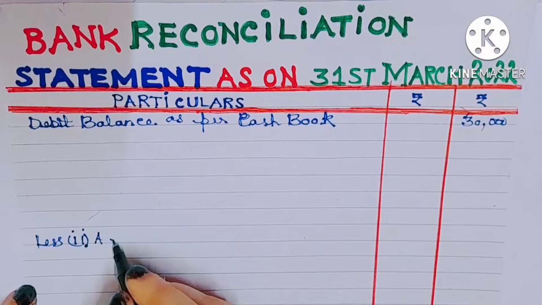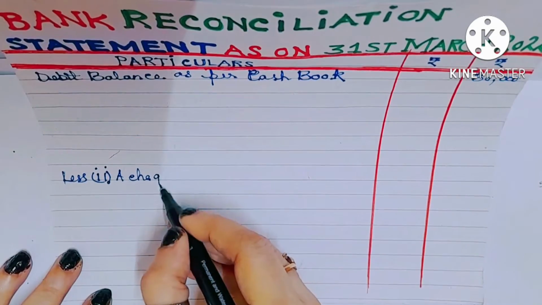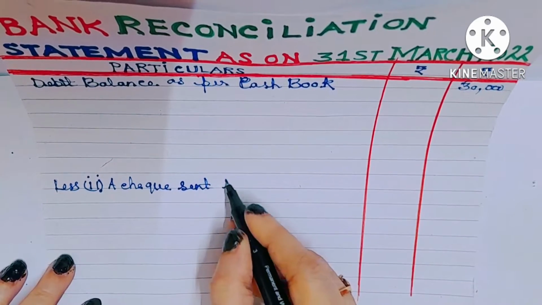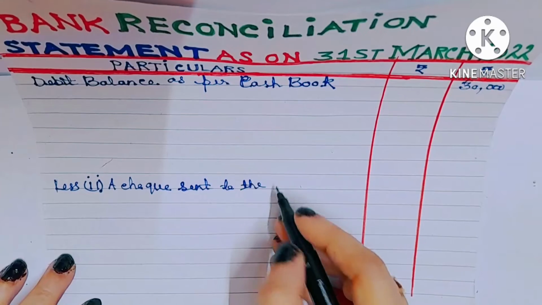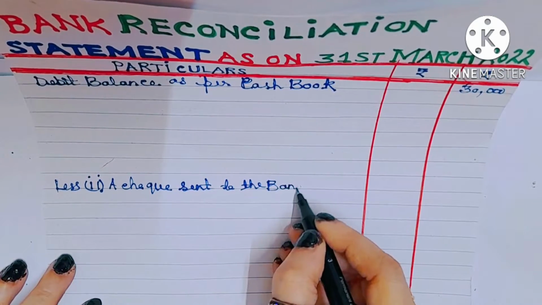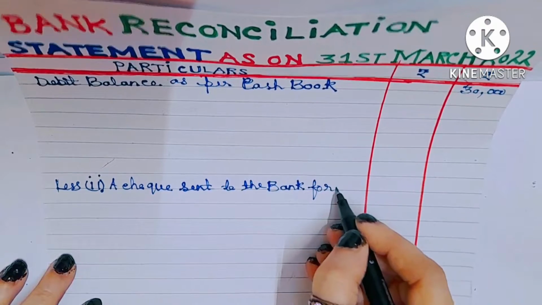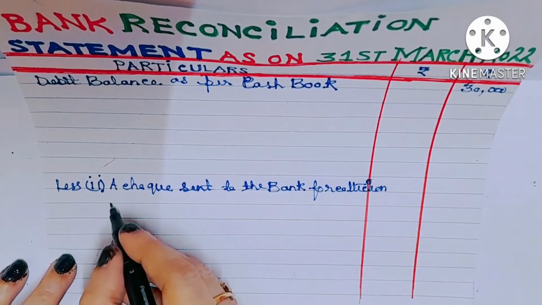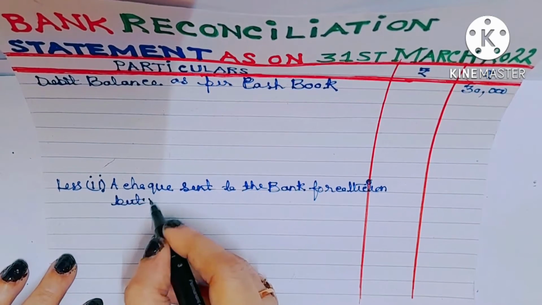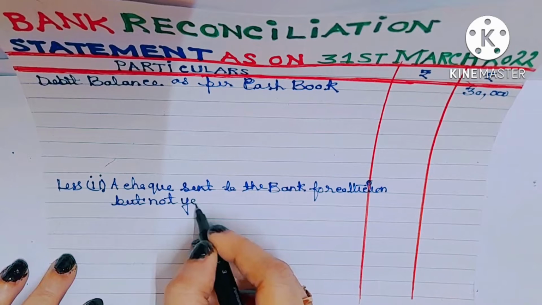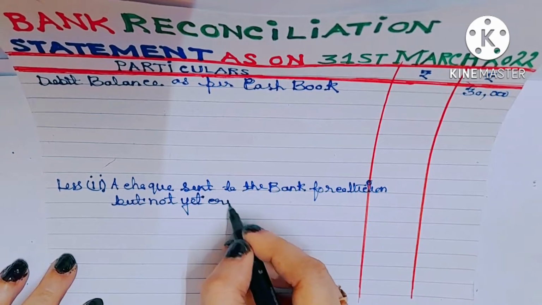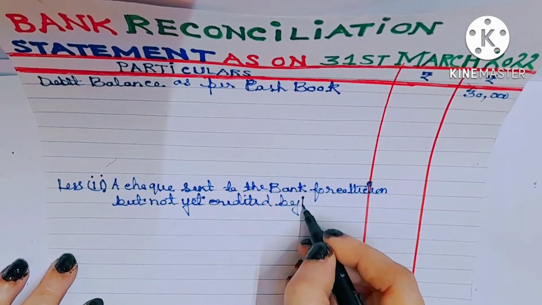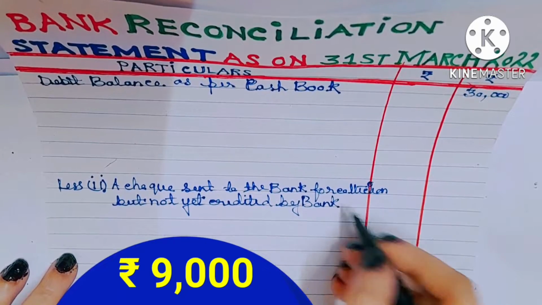A check sent to the bank for collection, but not yet credited by bank. Okay, how much? Rupees 9,000.